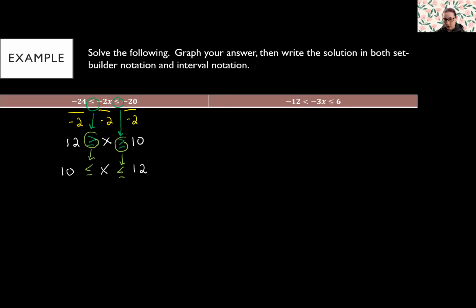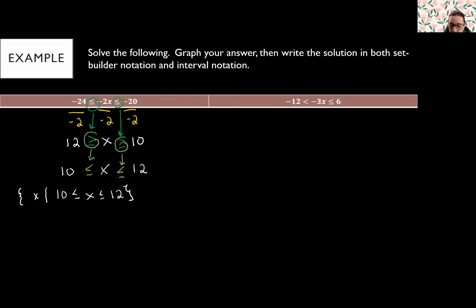So now we have it in the form that we want. We have the smaller number on the left, the larger number on the right. And when we read this, we have x is greater than or equal to 10 and less than or equal to 12. It's between 10 and 12. So our set builder notation, you have a curly brace, you have your variable x, you have your vertical bar, and then you put in your inequality symbol or your solution. And then you close it with a curly brace.